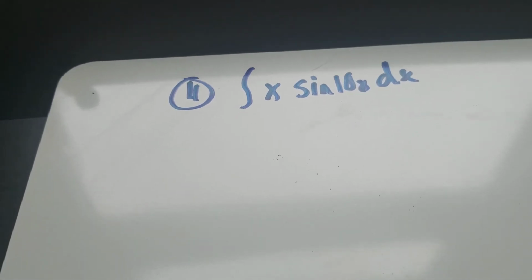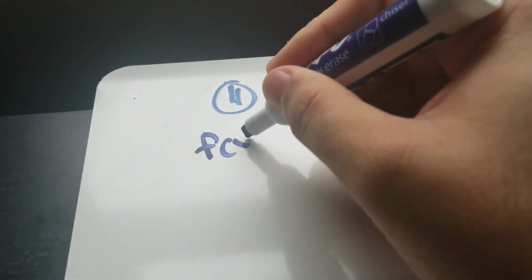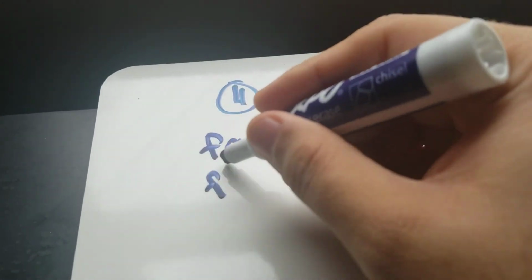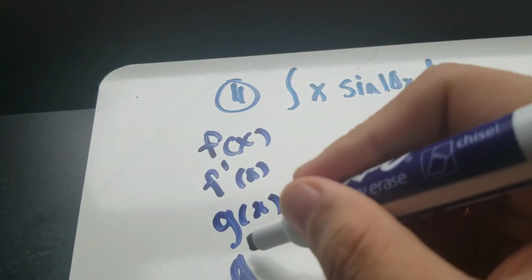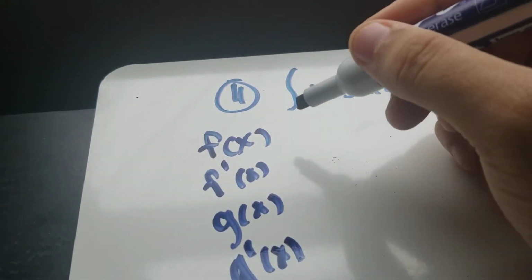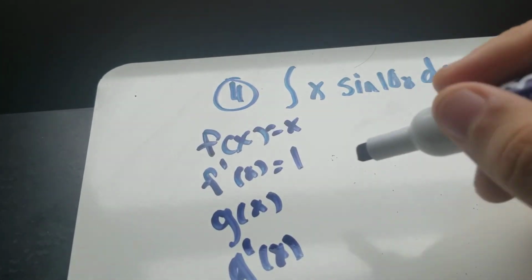So let's start this right away. I'm going to label my f of x, f prime of x, g of x, and g prime of x. My f of x is going to be x, because it terminates down to 1.